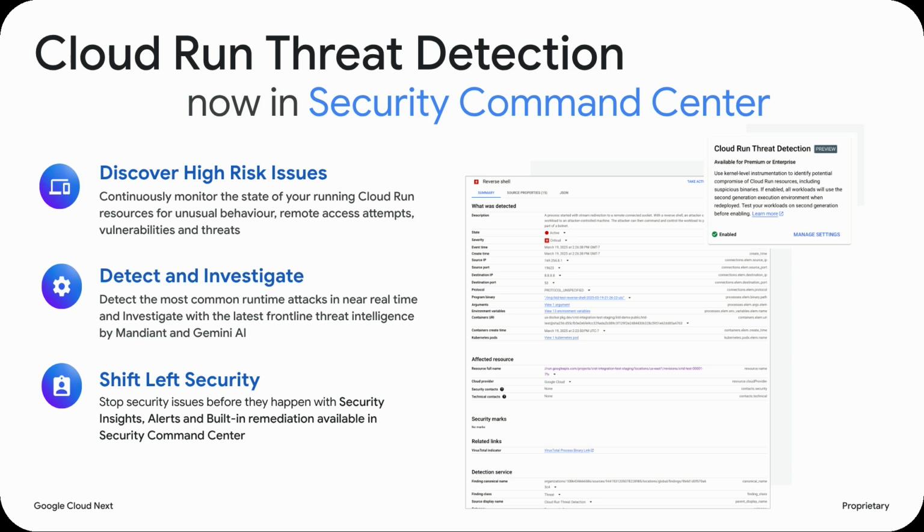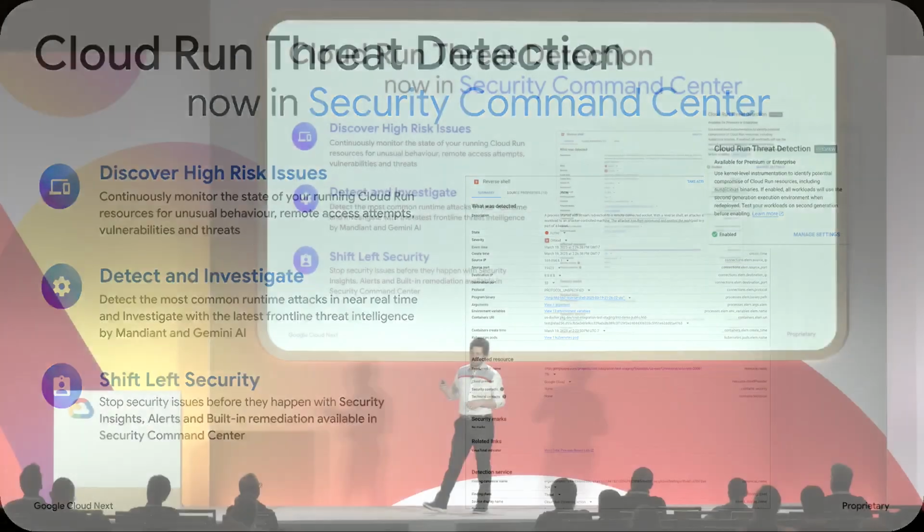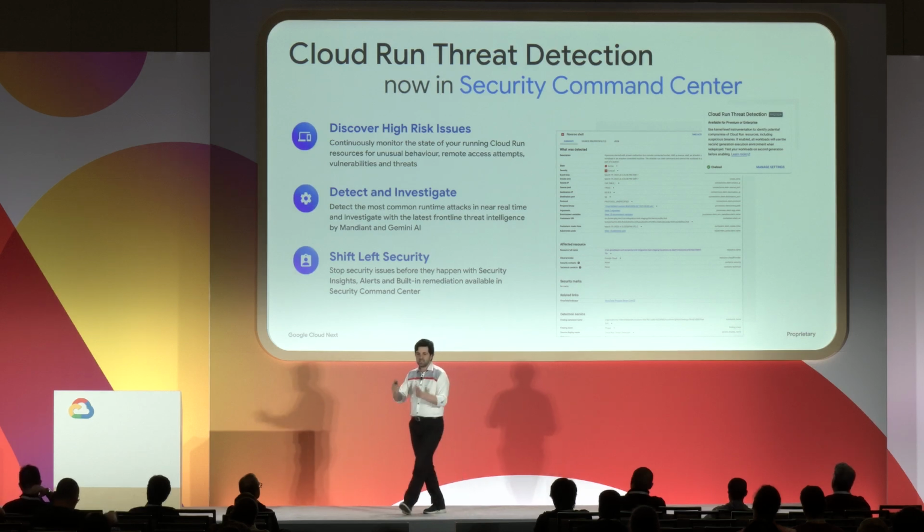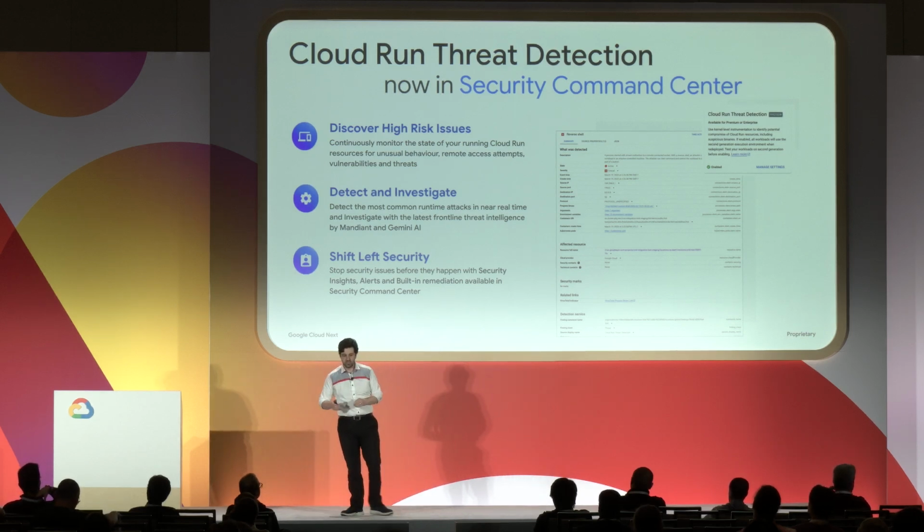Cloud Run threat detection is now built directly into the Security Command Center, enabling always-on and intelligent security. This is a one-click integration that improves your security and operational efficiency. Cloud Run threat detection continuously monitors your Cloud Run workloads for remote access attempts and most common runtime attacks like a malicious URL observed, reverse shell, unexpected child shell. This monitors kernel analysis as well as network logs and container vulnerabilities.